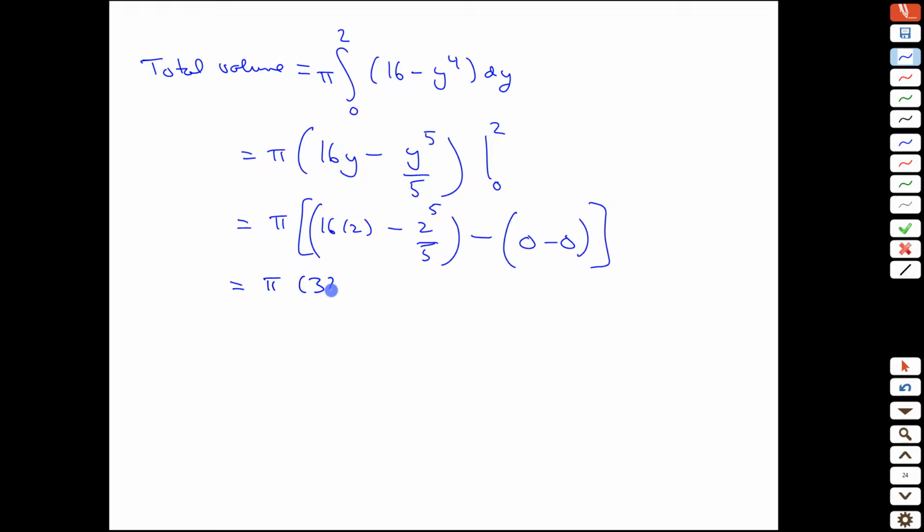Pi times 32. 2 to the 5 is also 32. And if we do that, that'll be 4/5 of 32 with a pi. If you want the numeric value, you get approximately 80.42 cubic units.